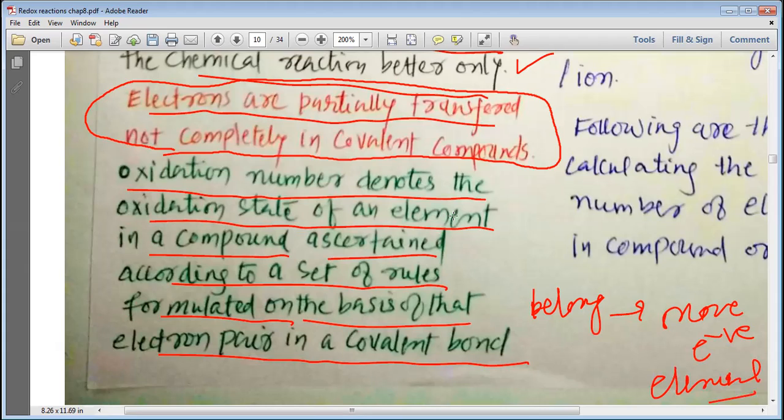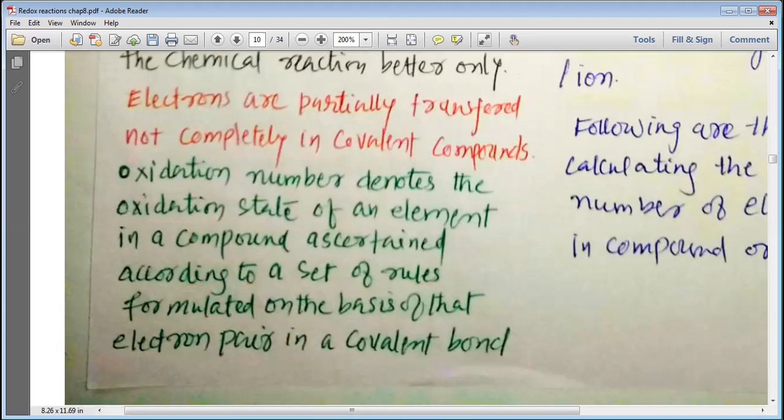We put an oxidation number that represents the oxidation state of an element. How do we put this oxidation state? We put it by using some rules, which are formulated believing that the more electronegative element has the electron pair with it. Because it is more electronegative, it must have the electron pair, or it has attracted the electron pair towards it, and that is why it is negatively charged.